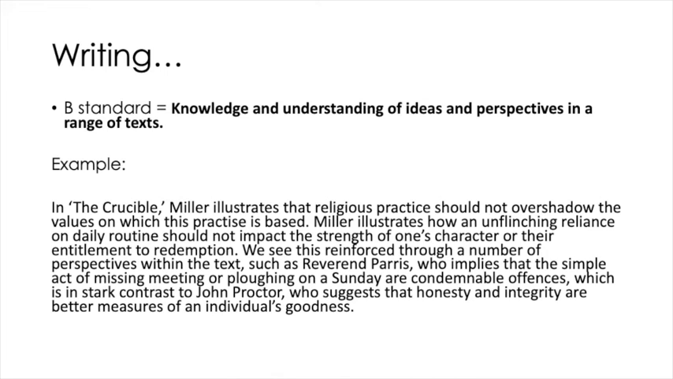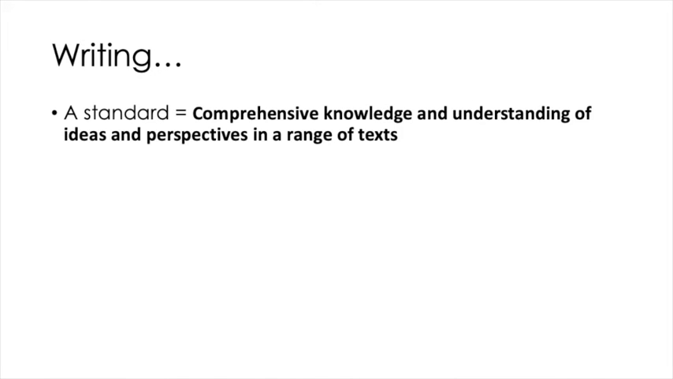So we've got two perspectives where previously we had one. So before we were looking at some perspectives, now we're looking at perspectives. But we're drawing that from across the text. So that's more aligned with the B. Last one is the A standard, and of course you can see here the key word is comprehensive. The only difference between the B and the A is this word comprehensive. So the key question is, what does comprehensive mean?